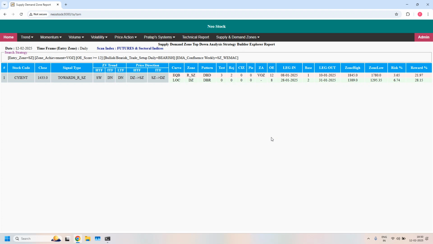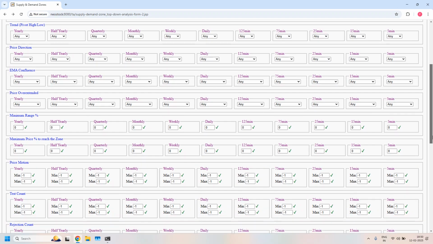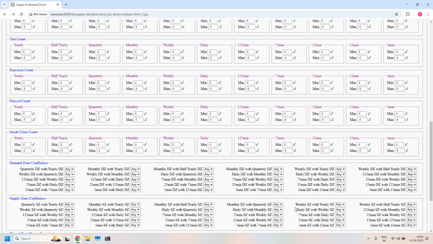Bearish trade setup, daily income trade. Next, LTF, ITF, HTF supply zone Confluence. Removing EMA filter. And in the supply zone Confluence, we should set three filters. First filter is already enabled, that is daily with weekly.